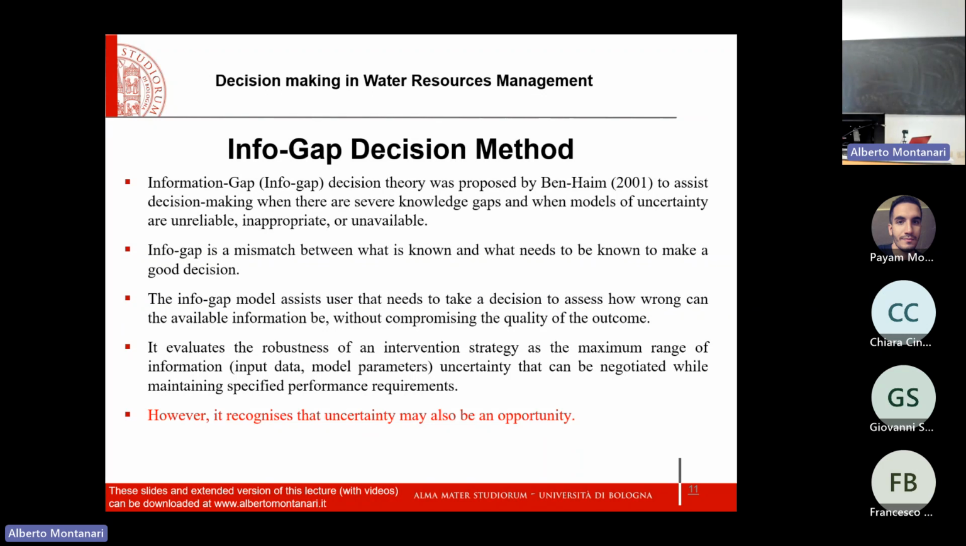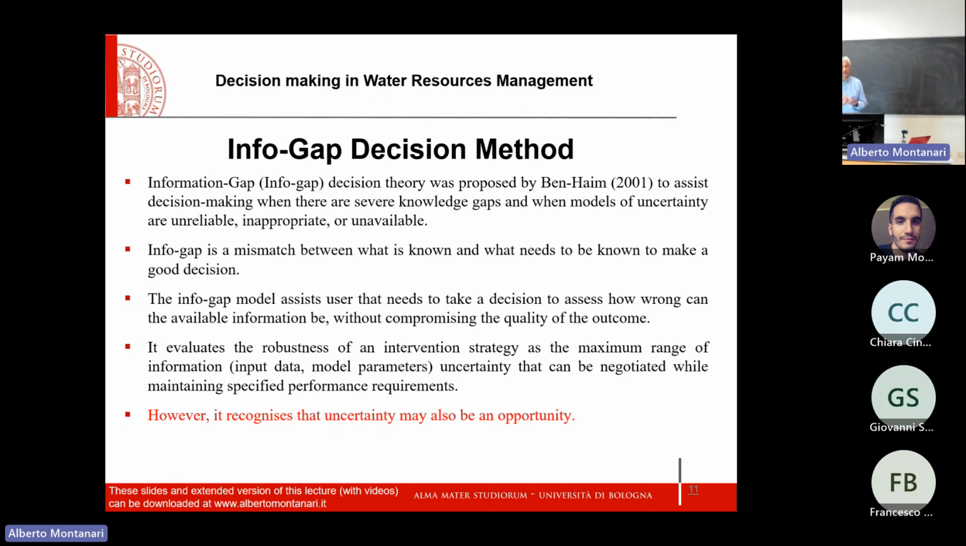Infogap, I think it's a nice example, and this is why I decided to discuss it in detail, because Infogap is different with respect to robust decision making, because it also looks for opportunities. It looks for opportunities given by uncertainty. Uncertainty, of course, gives possible damage. When you are not able to predict the future, you may have a bad outcome, but you may also have opportunities, as we will see.